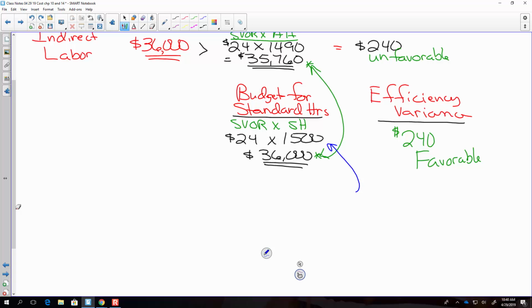How'd we get to 1,500? I know they gave us this number. The 10,000 units produced times 0.15. Yes. So I really didn't need to give you the 1,500. I could have just said SH. Here are the actual units. Figure it out. 0.15 hours is what it should take to make 1 unit.